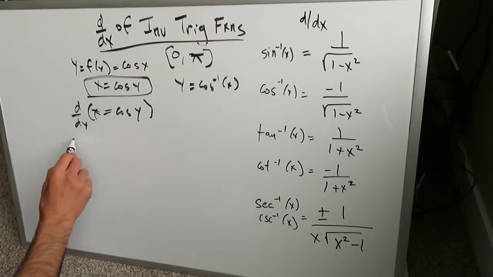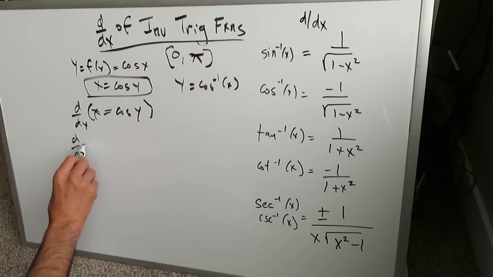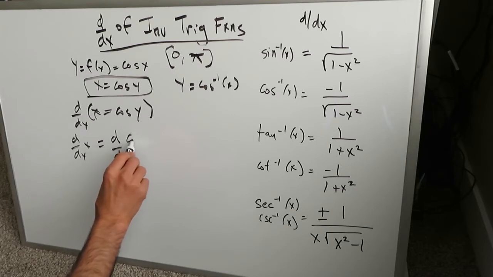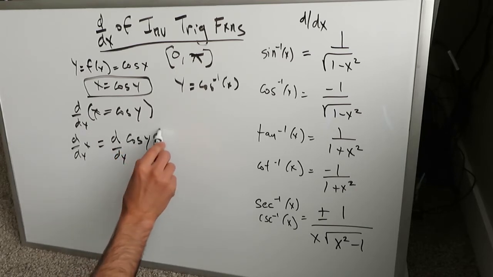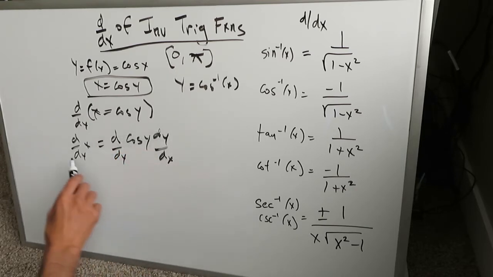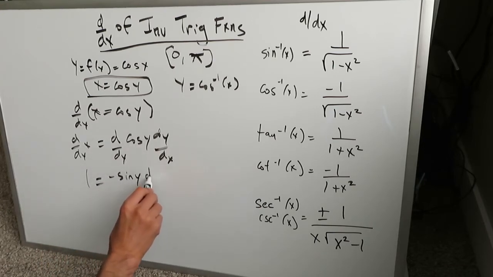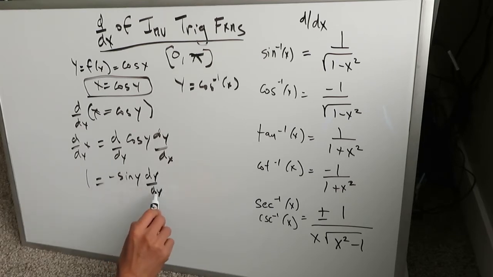When you do the derivative of this, you split everything up. Derivative of x and the derivative with respect to y of this cosine function. When you do derivative of x, you just get a 1. When you do the derivative of cosine y, you get a minus sine y dy over dx. And in these implicit differentiations, you're always solving for this dy over dx term.